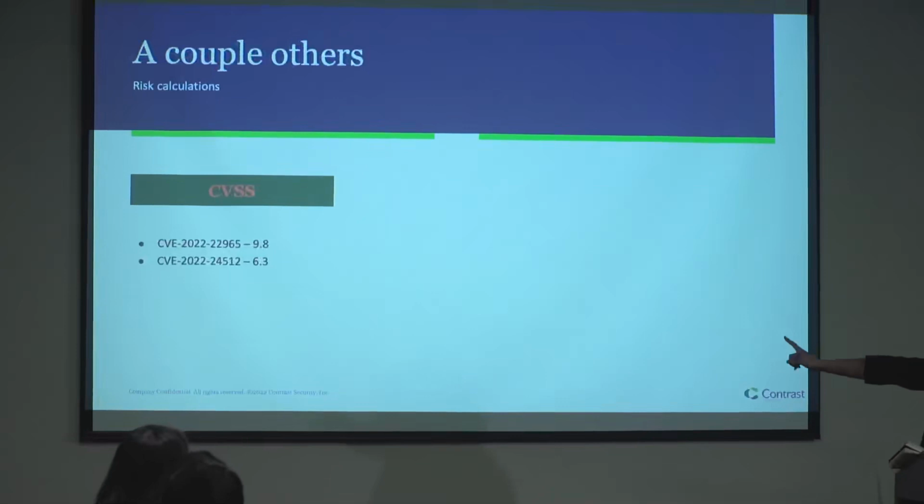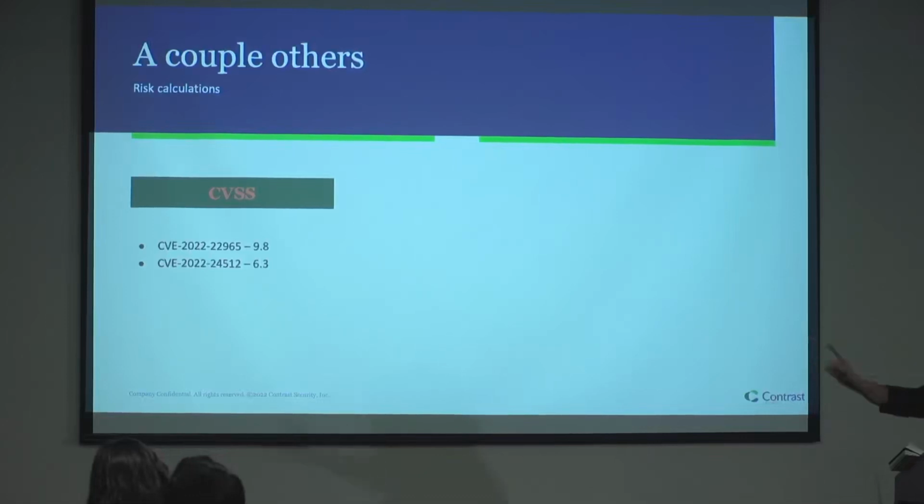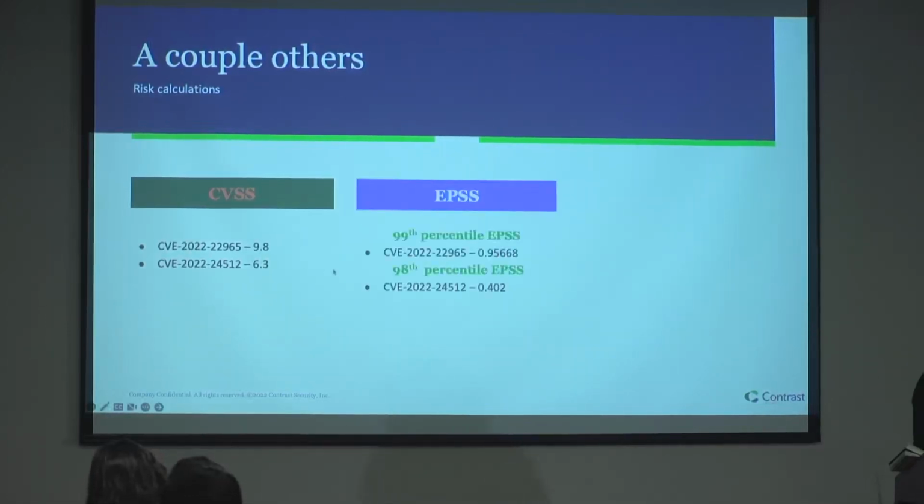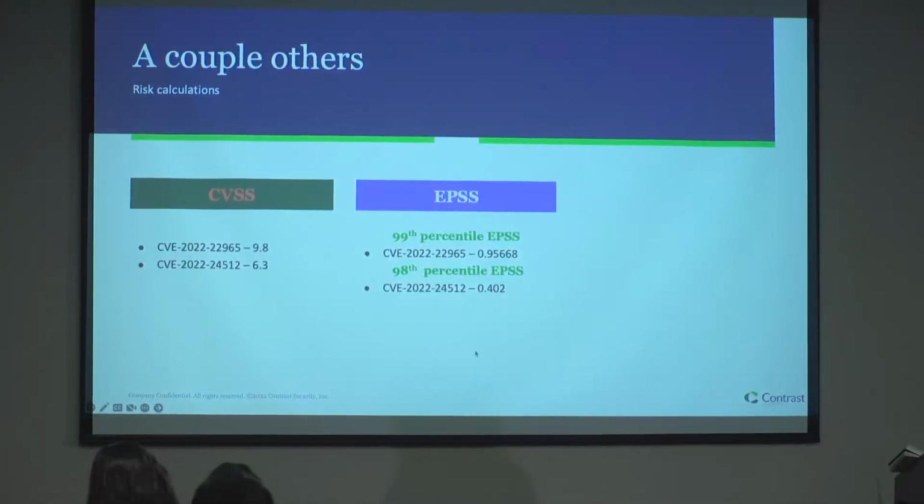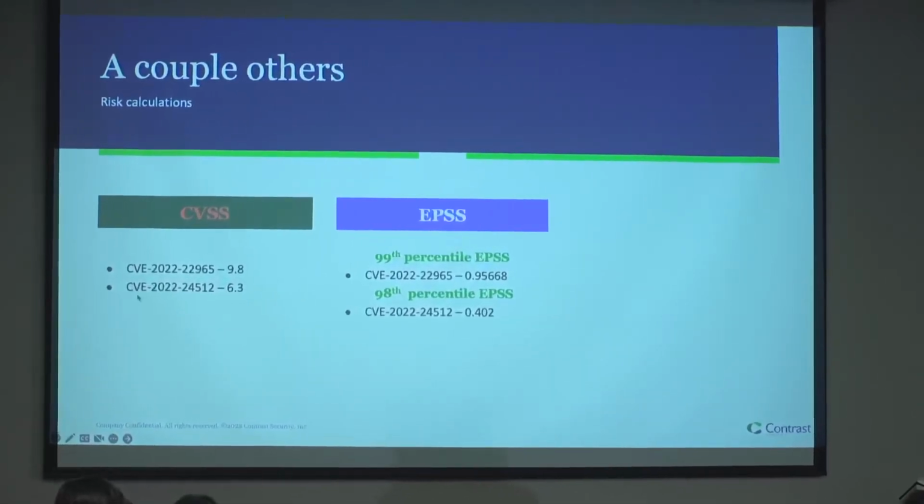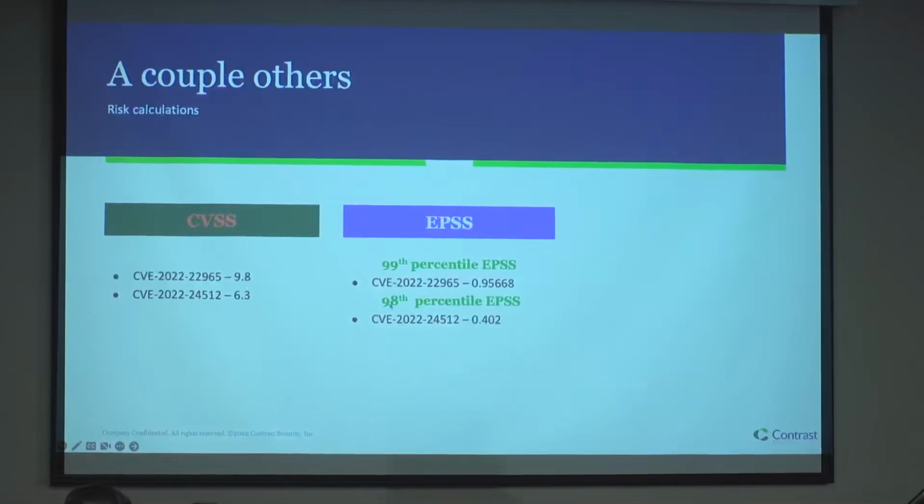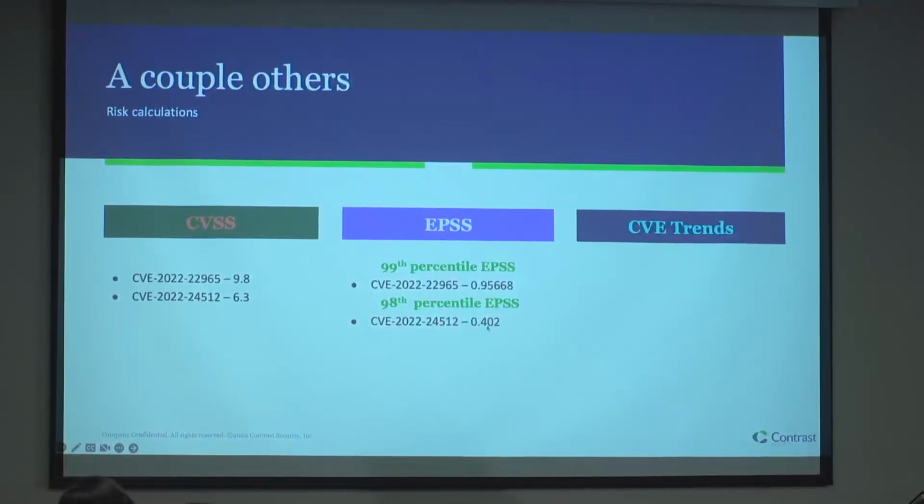That first one is going to be your Spring4Shell, and the second one's a Visual Studio RCE. That has 6.3, but take a look at the EPSS scores. Both of them are in the top 1 or 2% of all time to be exploited. So even though your CVE has that low rating of 6.3, it's still in that 98th percentile. And it's got a 0.4 probability of it being exploited.